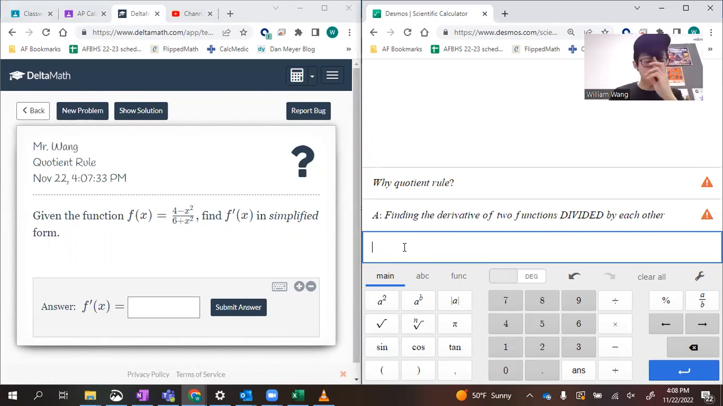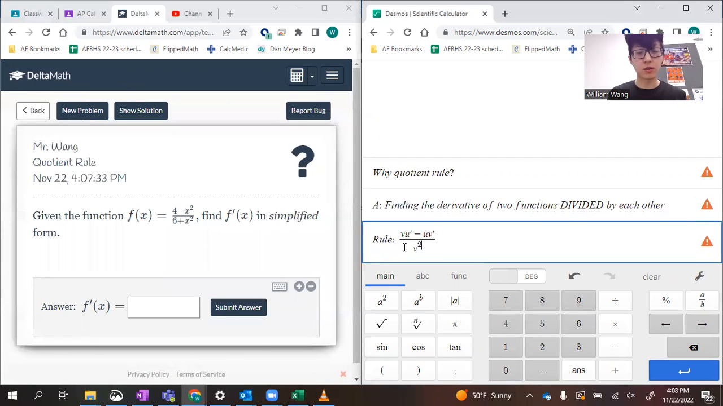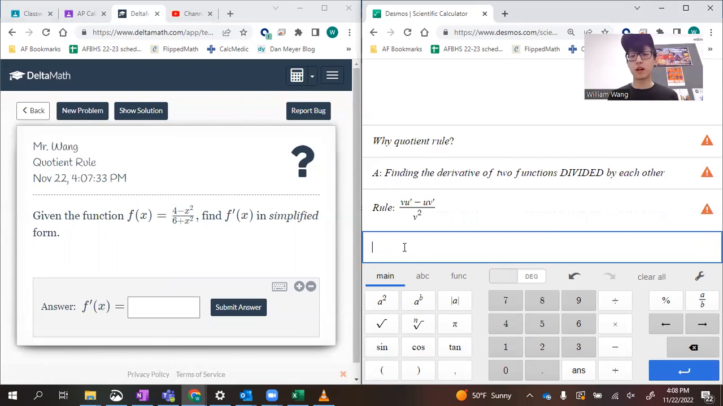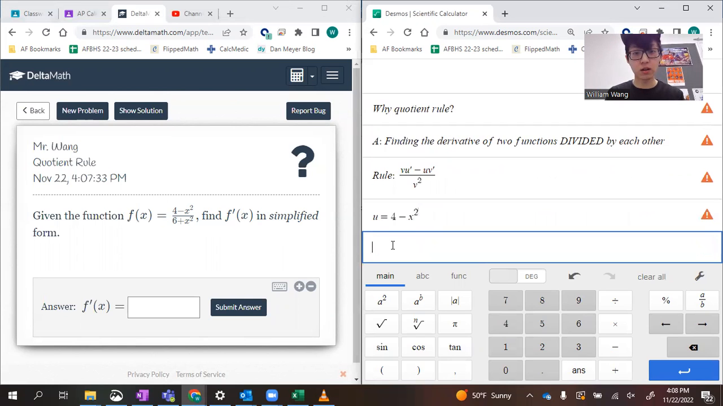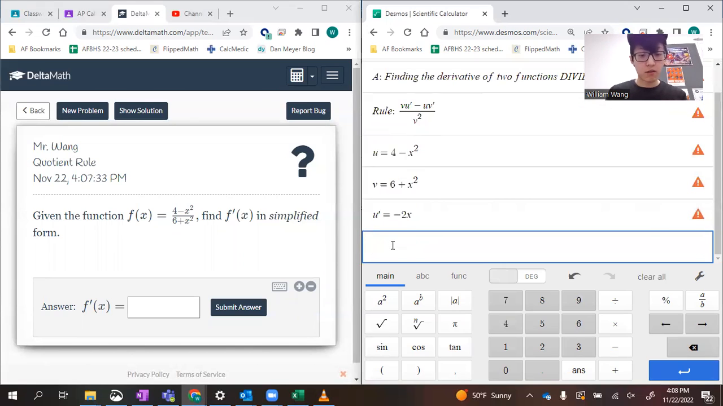Now, what is my actual rule? The rule is vu prime minus uv prime all over v squared. That's my rule. So let's find my u, v, u prime, and v prime. What is my u? My u is just my top function, so it's 4 minus x squared. My v is 6 plus x squared. My u prime is negative 2x. My v prime is 2x.